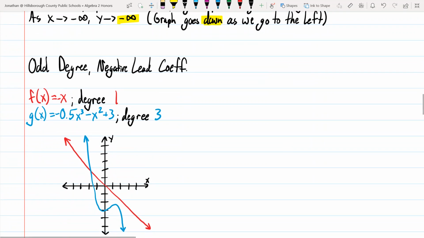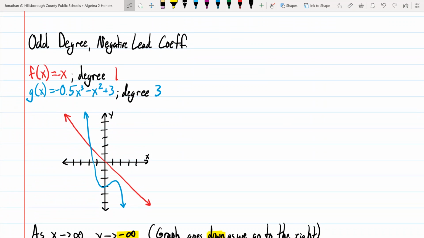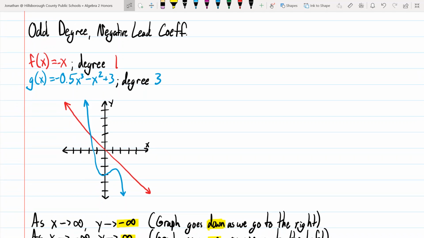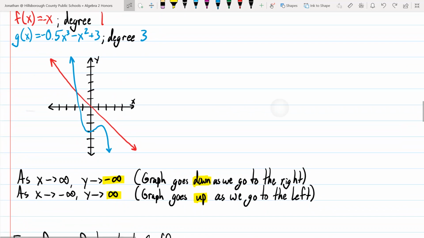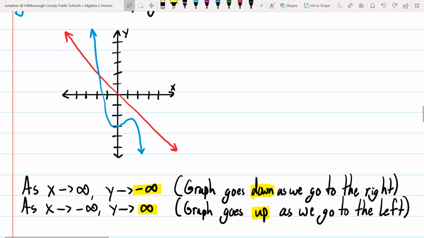All right, next part, odd degree function, but the lead coefficient is negative. And you guessed it, negative coefficients just flip the graphs. So instead of our functions going up, they're going down. So the way we describe the end behavior, this stuff right here, flips as well.